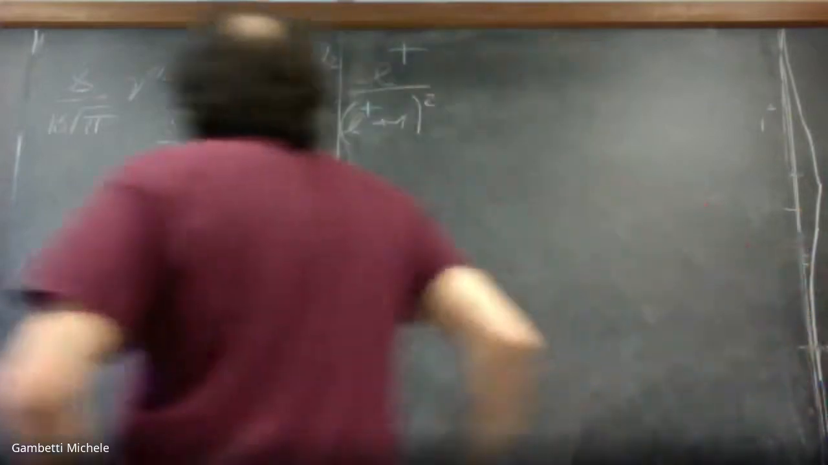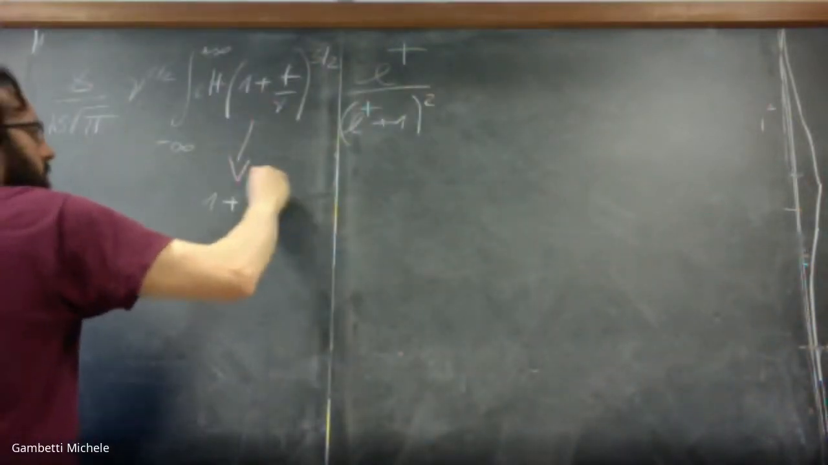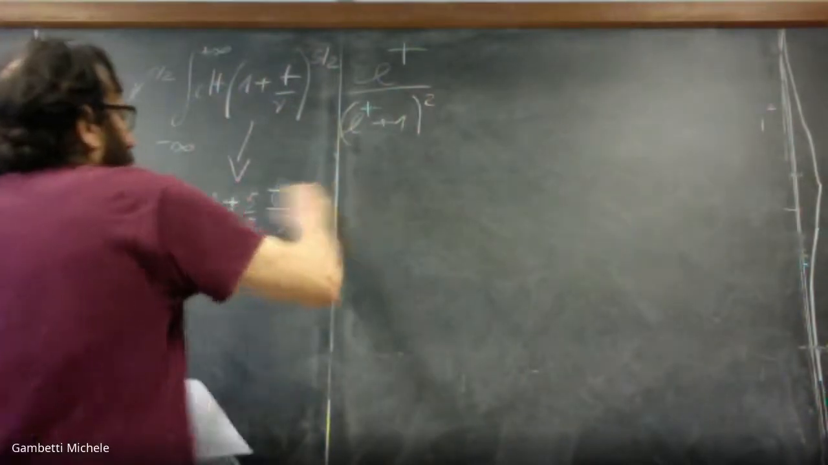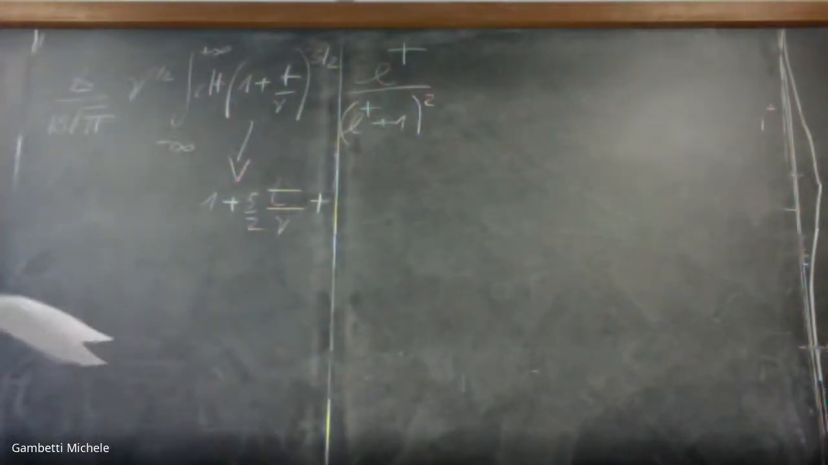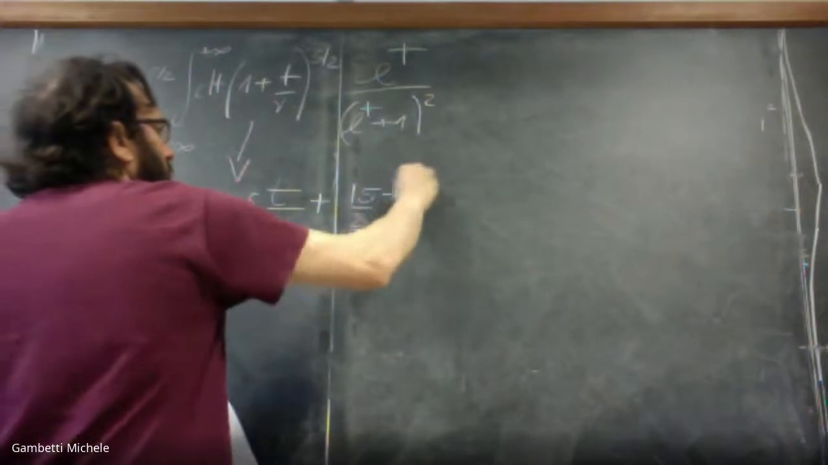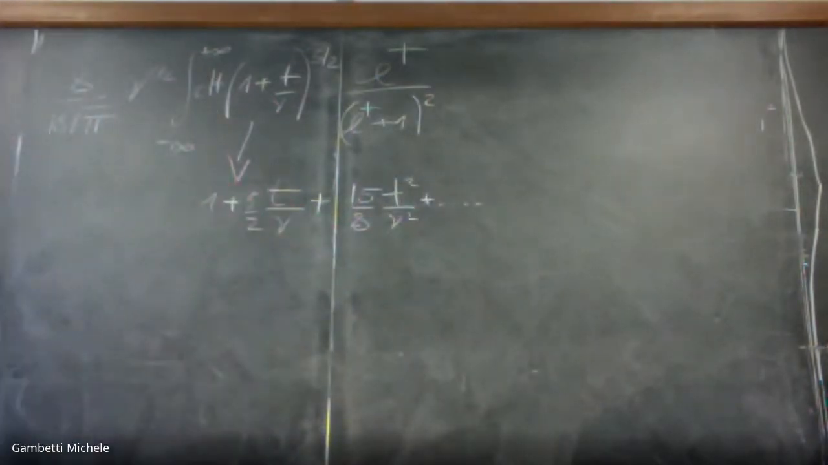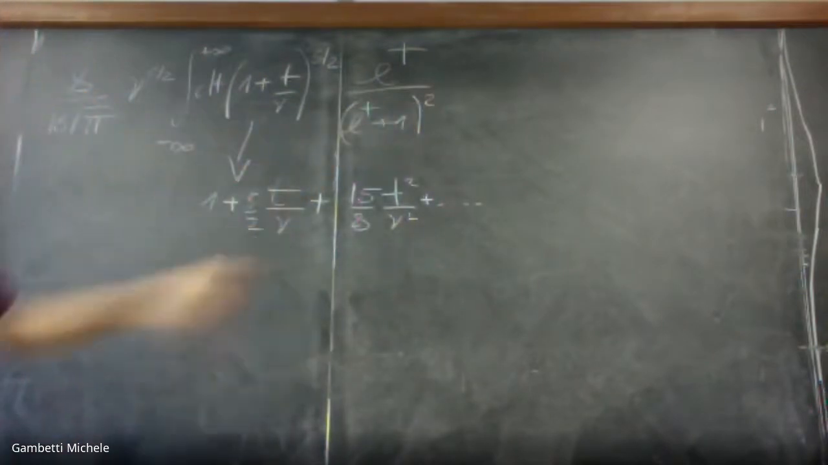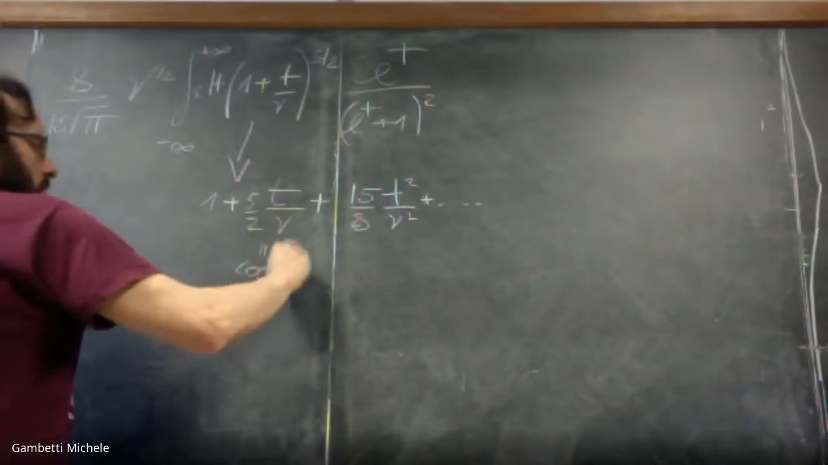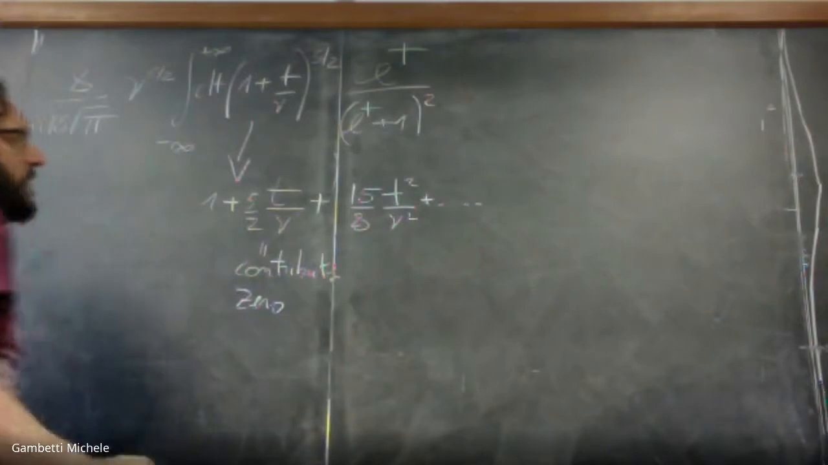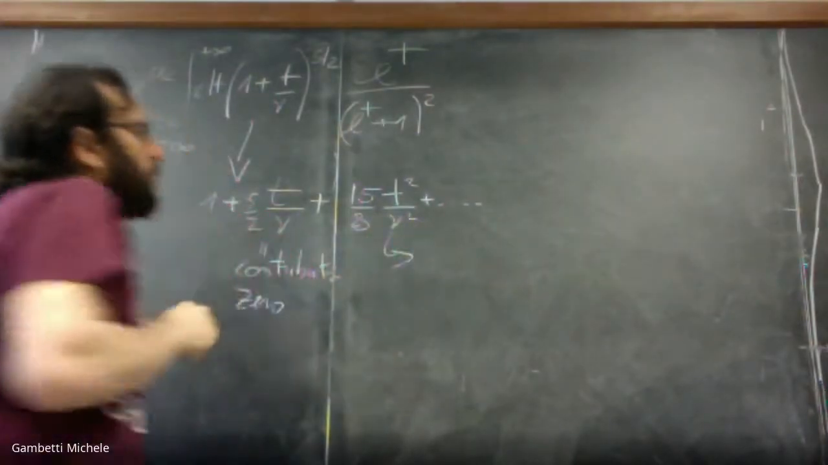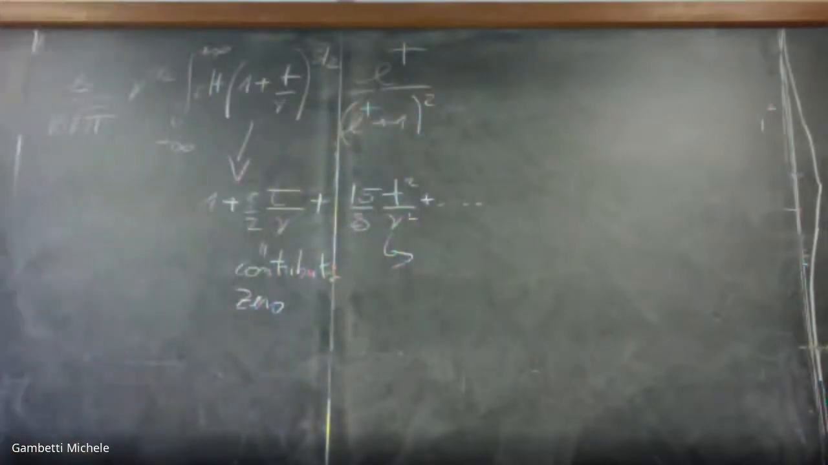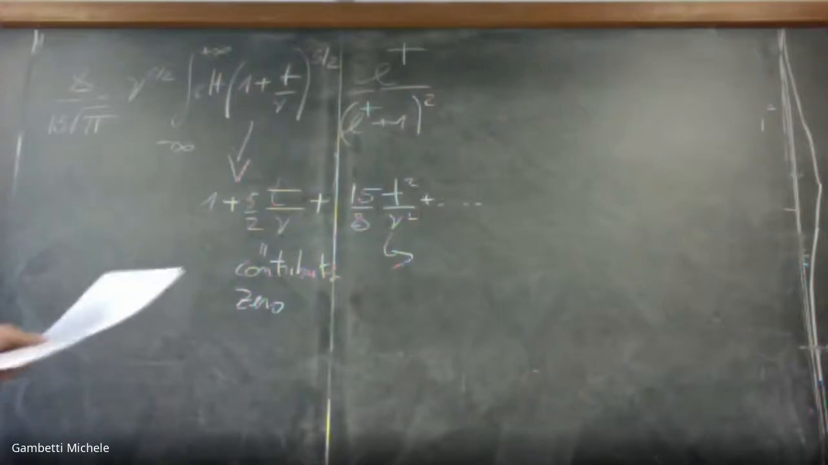So now you write this as 1 plus 5/2 t divided by mu, and the next term will be 15 divided by 8 t squared divided by mu squared plus other terms. So as before, the first term is the usual integral, e to the t over e to the t plus 1 squared, which is 1. The next one is 0. This contributes 0 for the same reason as before. Whereas this one here provides again the same integral, t squared e to the t over e to the t plus 1 squared, which was pi squared divided by 6. So you basically get really just the same as before.